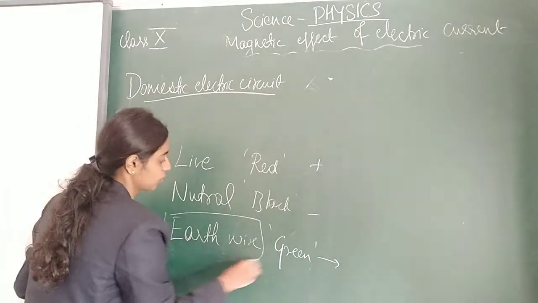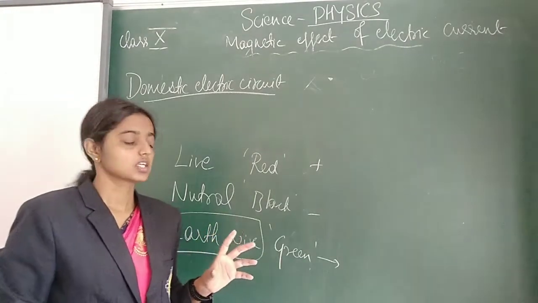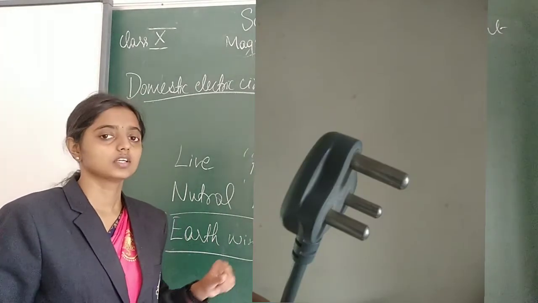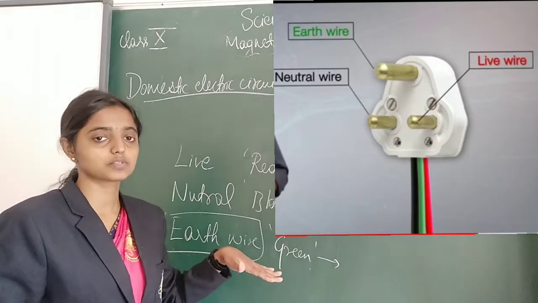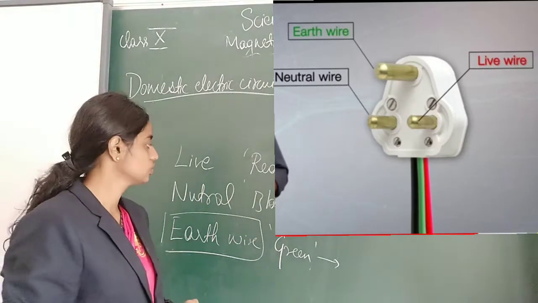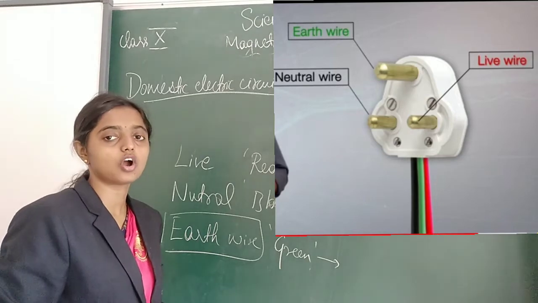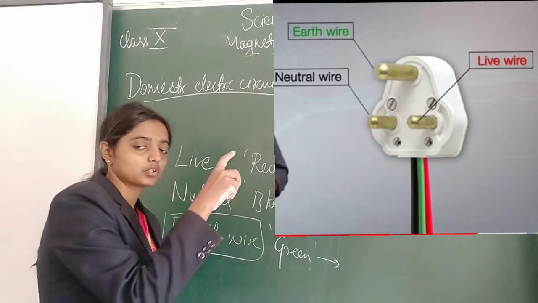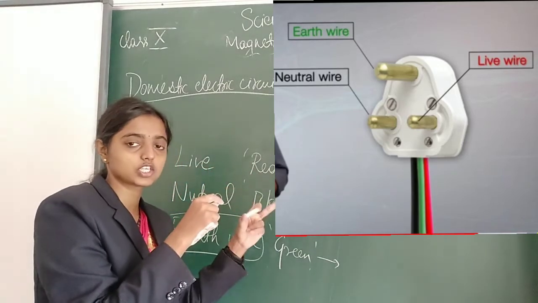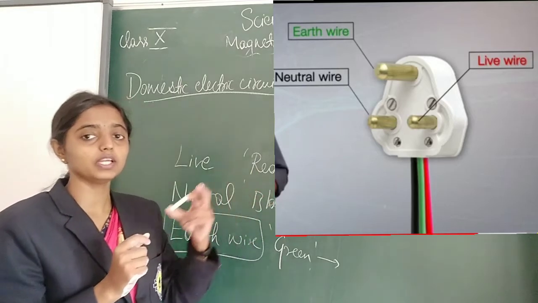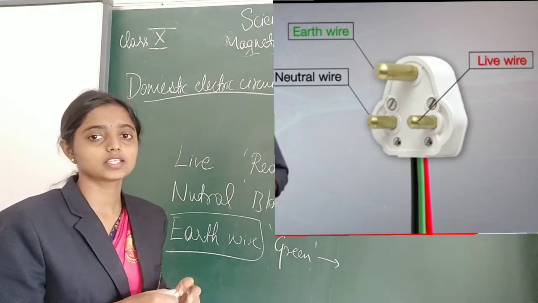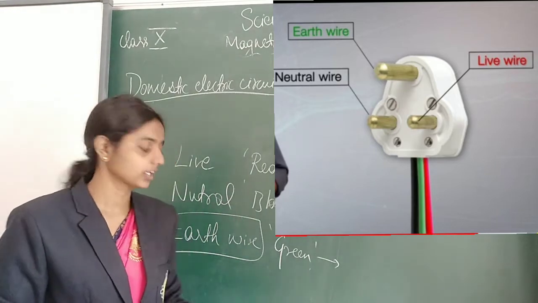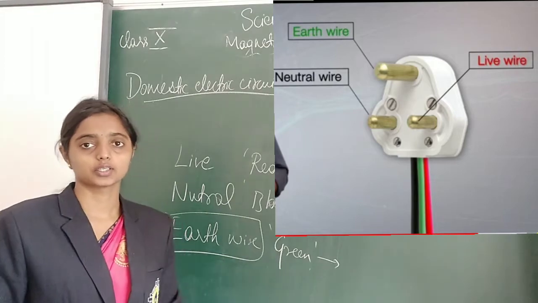Before going to the role of earth wire, just see this diagram. We have a 3-pin plug. The lower two, which are the same size, are called live and neutral, and the upper one, which is a little longer and thicker, is called the earth wire. When we apply that to any socket, the earth wire will touch first, and when we remove it, the earth wire will be the last one to come out. Why is that? Because the extra charges will be grounded with the earth wire connection.